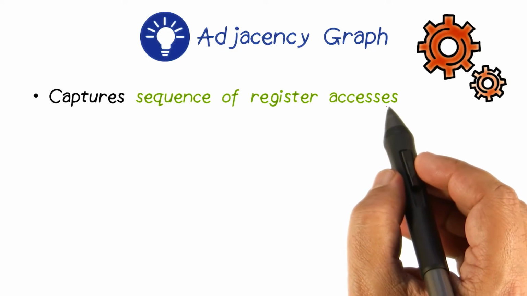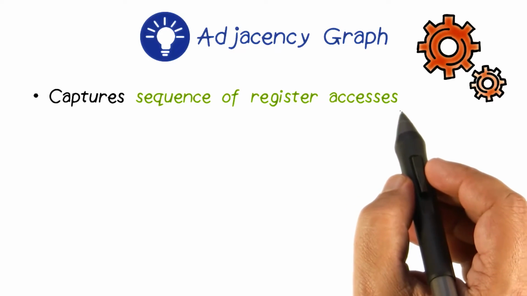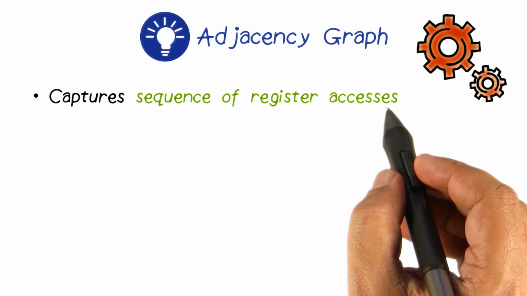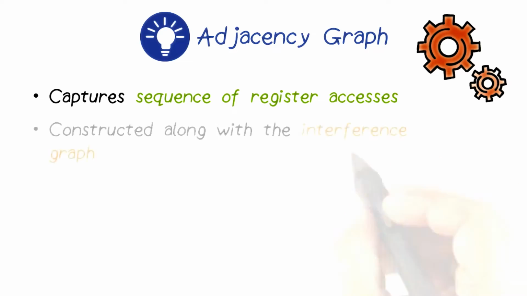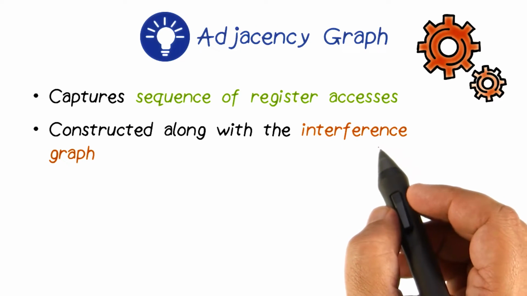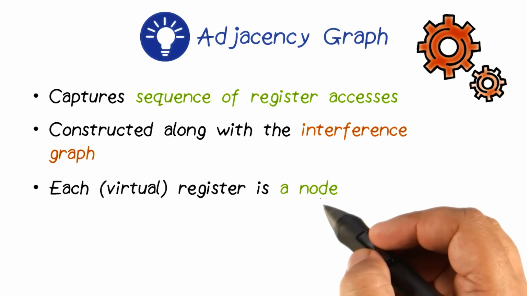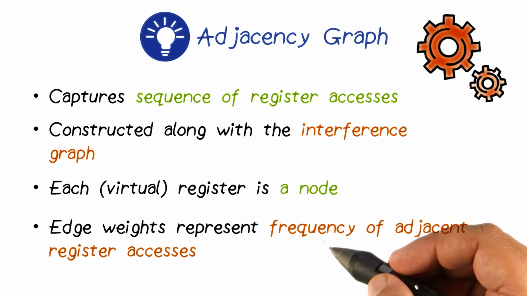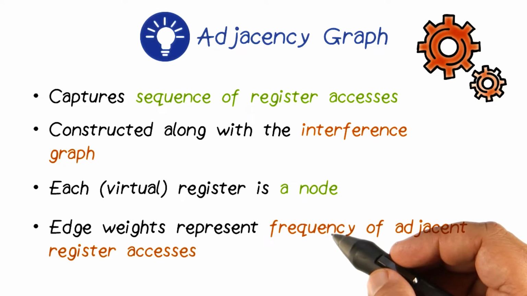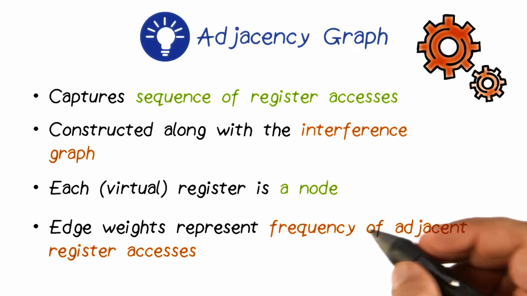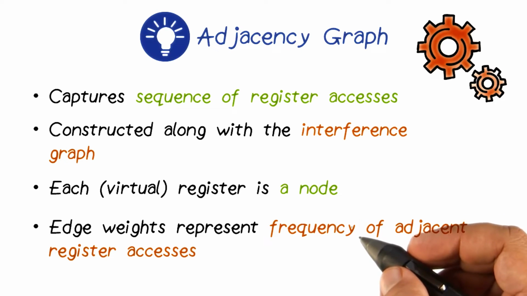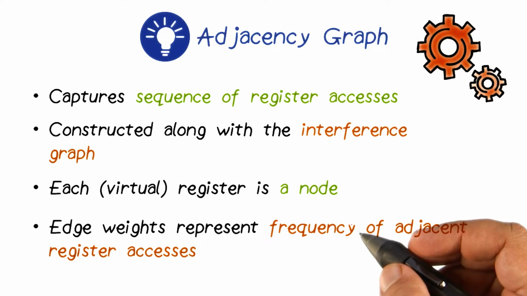If you capture these register accesses from one instruction to the other and build that into a graph representation, that is the adjacency graph of the accesses. This representation is constructed along with the interference graph. Each register is a node here, and then there are undirected edges. There is also an edge weight associated between two nodes, which represents the frequency of adjacent register accesses. So if you are going from one node to the other and you are doing it 4 times, that edge weight represents such a frequency in terms of the accesses from R1 to R2.